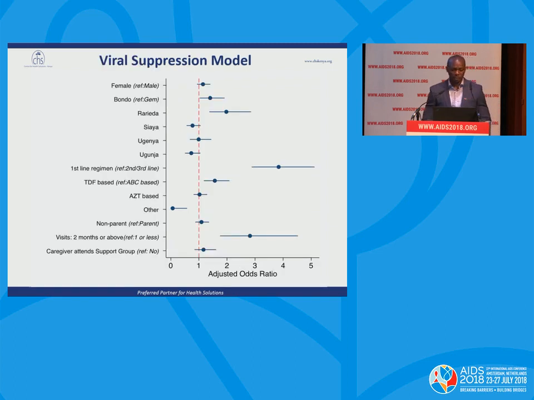For the viral suppression model, a couple of factors were statistically significant. This included the region, in this case the sub-county of Rarieda, with 1.9 times higher odds. It also included the regimen, particularly those on a tenofovir-based regimen or those who had a second or third line regimen, and clinic visit intervals of 2 months and above.